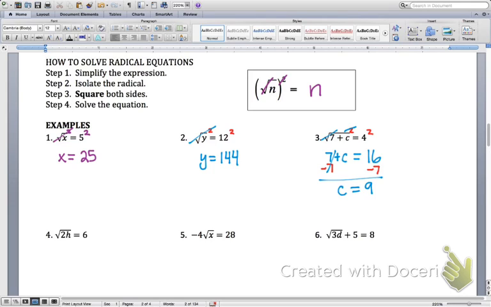So let's go ahead and move on to number 5. Again, same thing as before. We're going to square the left side and the right side.